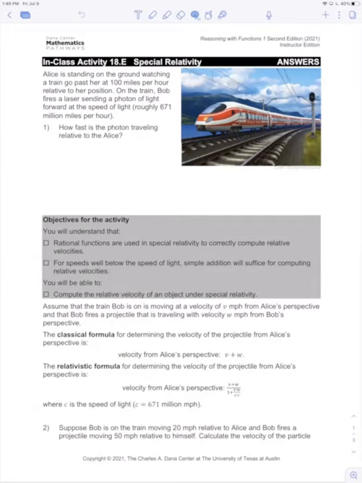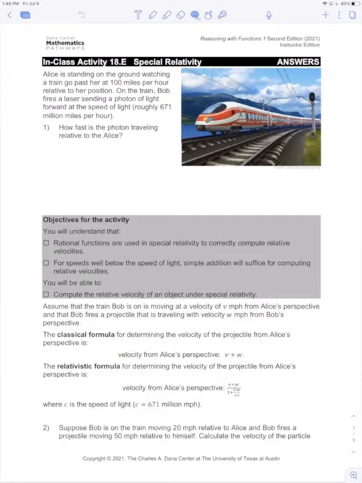Assume that the train Bob is on is moving at a velocity of v miles per hour from Alice's perspective, and that Bob fires a projectile that is traveling with velocity w miles per hour from Bob's perspective. The classical formula for determining the velocity of the projectile from Alice's perspective is simply v plus w. The relativistic formula is v plus w over 1 plus v times w over c squared, where c is the speed of light.